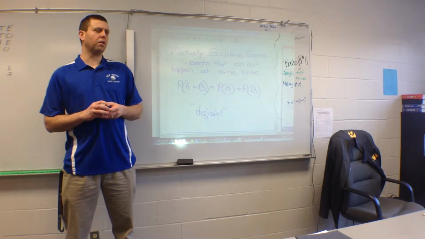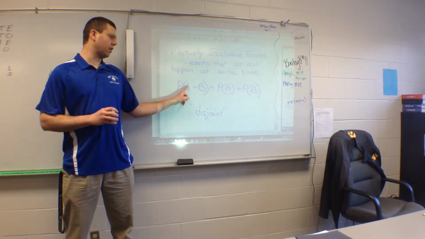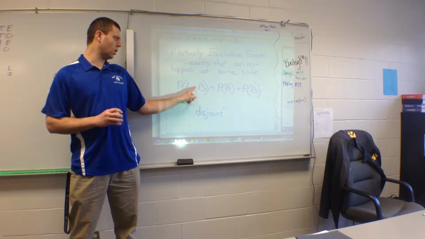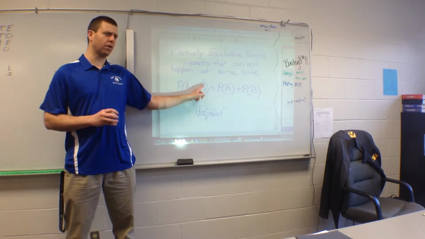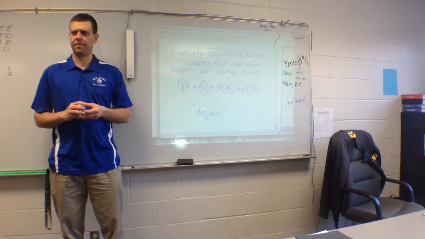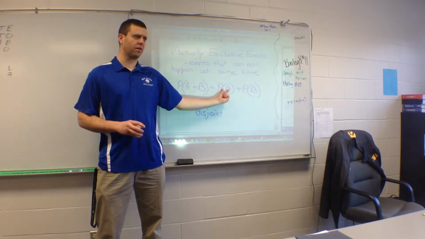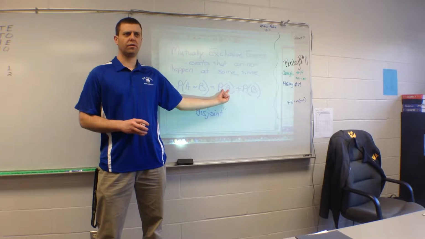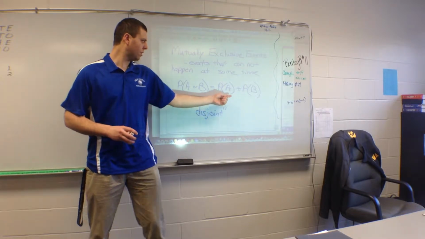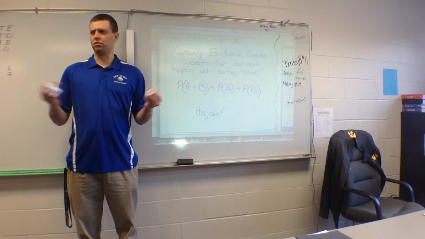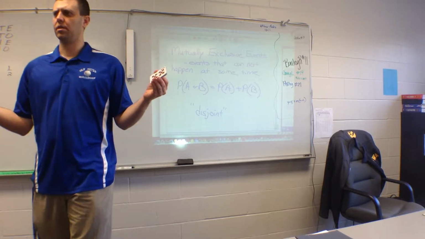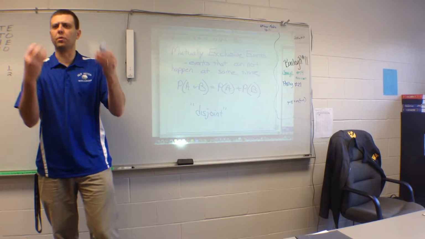So what is the probability of drawing a face card or a 3? Well, what's the probability of drawing a face card? 12 over 52. Plus, what's the probability of drawing a 3? 4 over 52. So 12 over 52 plus 4 over 52 is 16 over 52, and we would reduce.